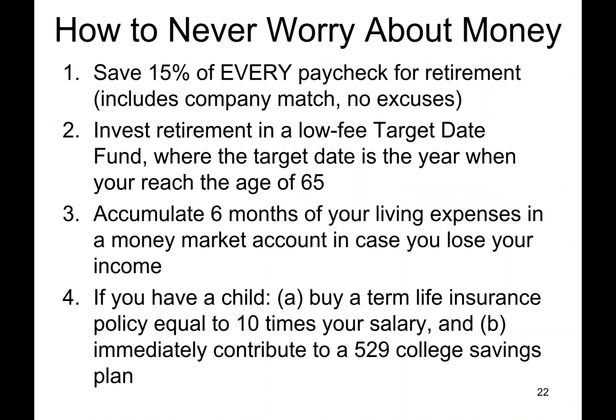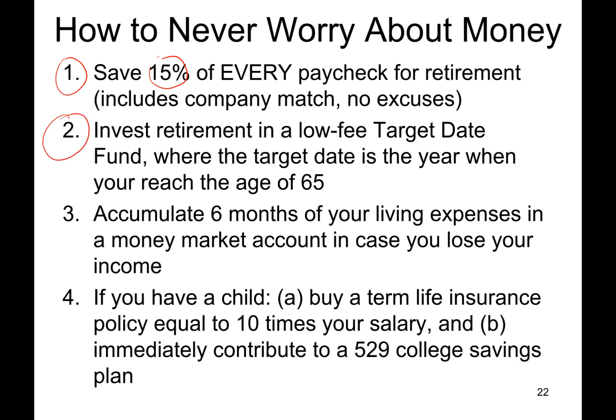Last thing I want to do is give you last advice, since this is my last topic, last slide of the semester: how to never worry about money. 4 points. Save 15% of every paycheck for retirement. Now that 15% includes company match, so maybe if you're lucky enough the company matches, say, the first 5% of savings, maybe you only need to put in 10 and the company puts in 5. So you need to save 15% of your salary. No excuses, never change it unless you lose your job. Okay, that's number one. Number two, where do I put the money?